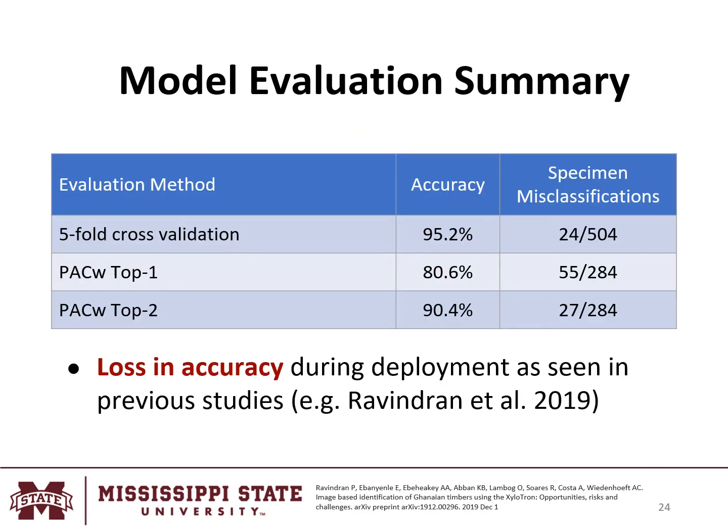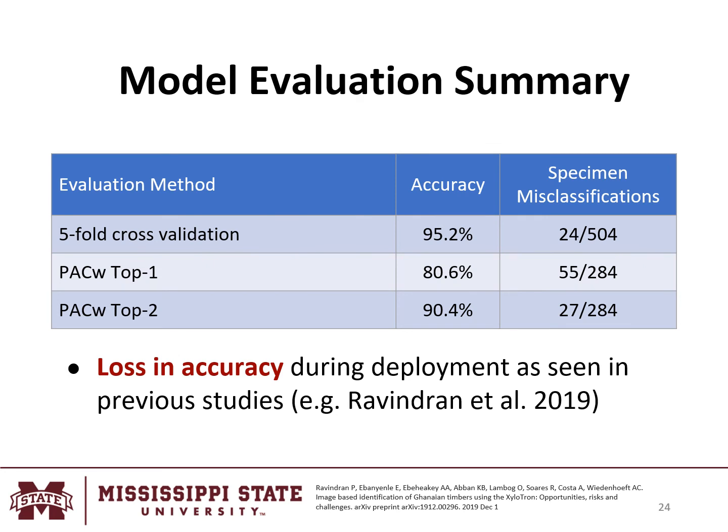Here we have the model evaluation summary. We have the five-fold cross-validation training model, the field models, PACW top 1 and PACW top 2 accuracies. We did standard five-fold cross-validation, then we take the entire training data set and train one single model, which we call the field model, which is evaluated on the PACW specimens. The cross-validations are trained with 80% of the data, while the field model is trained with 100% of the data.